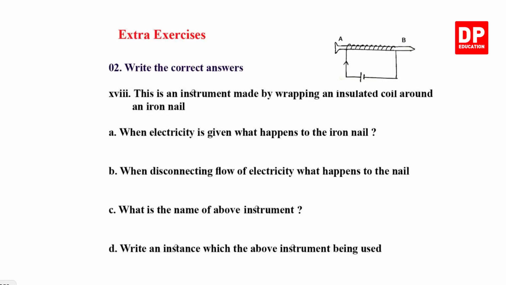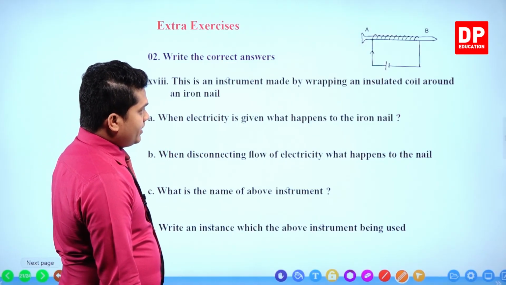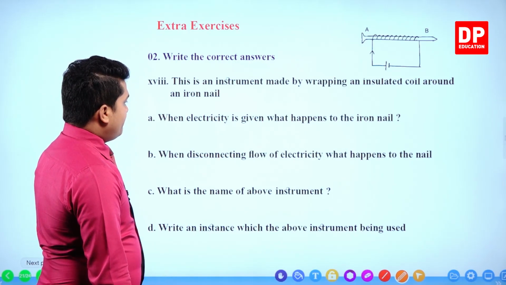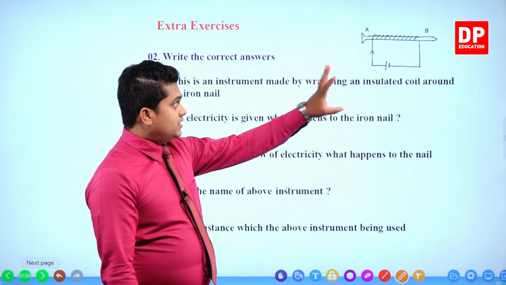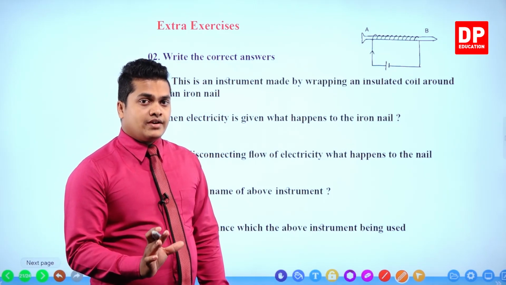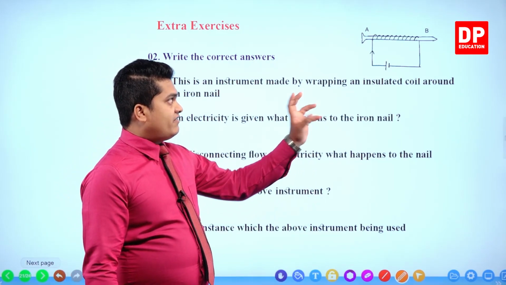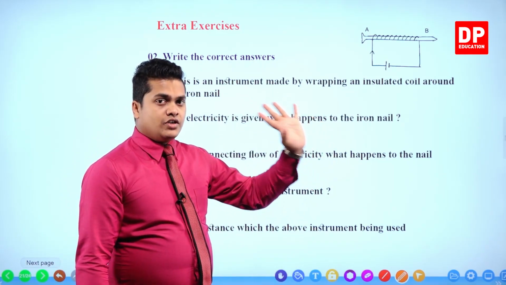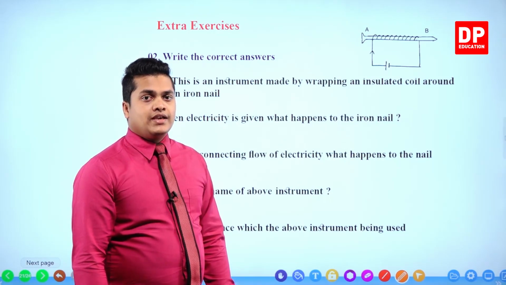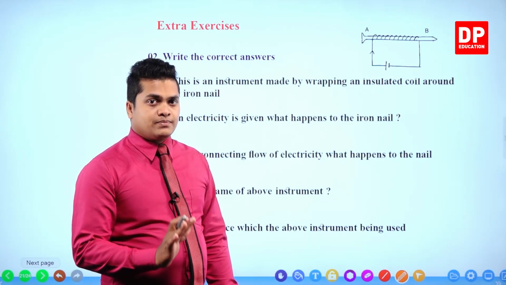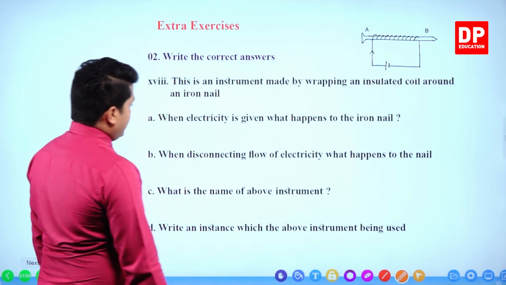Then, you are given a figure. This is an instrument made by wrapping an insulated coil around an iron nail. When electricity is given, what happens to the iron nail? What happens is, the iron nail is going to show a magnetic field, or the iron nail behaves as a magnet. In this figure you can observe that this iron nail is going to behave as an electromagnet. That's why it's going to give out a magnetic field.